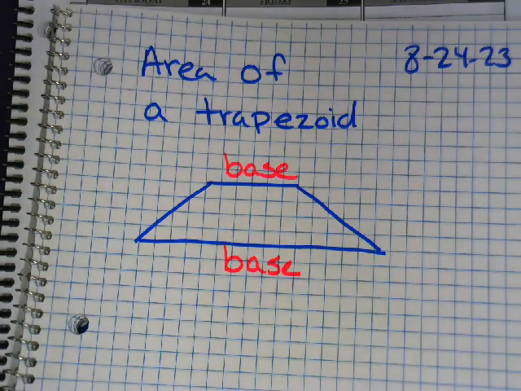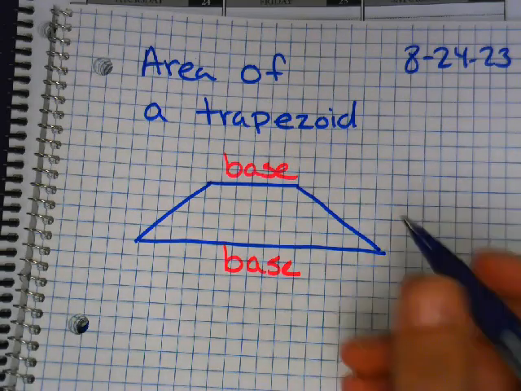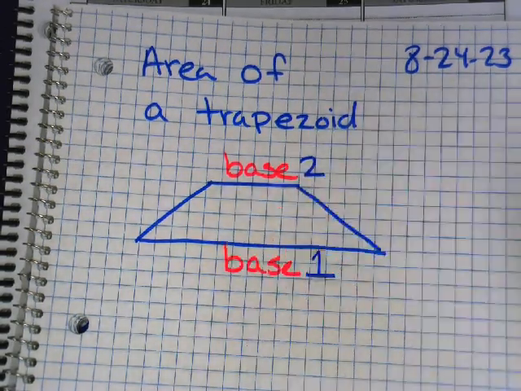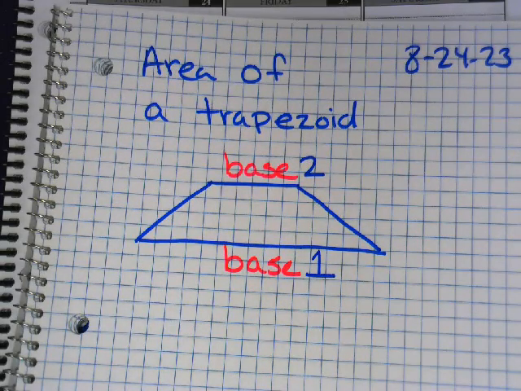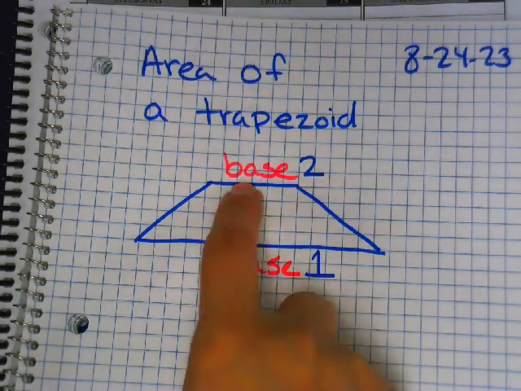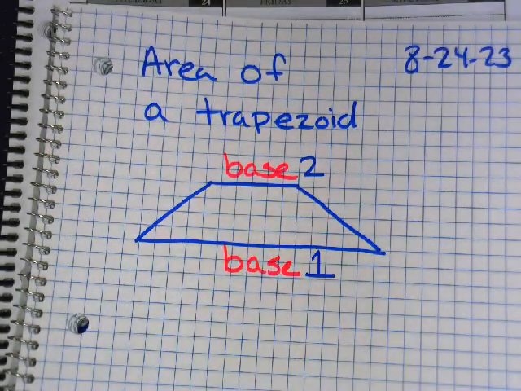How do I recognize that there's two bases? Well, in trapezoid world, there is a base 1 and there is a base 2. These two numbers are actually extremely important, so make sure you don't skip it. Sometimes kids are like, I don't have to write that down. No, you do. So this is called base 1 and this is called base 2. We identify that as base 1 and base 2.